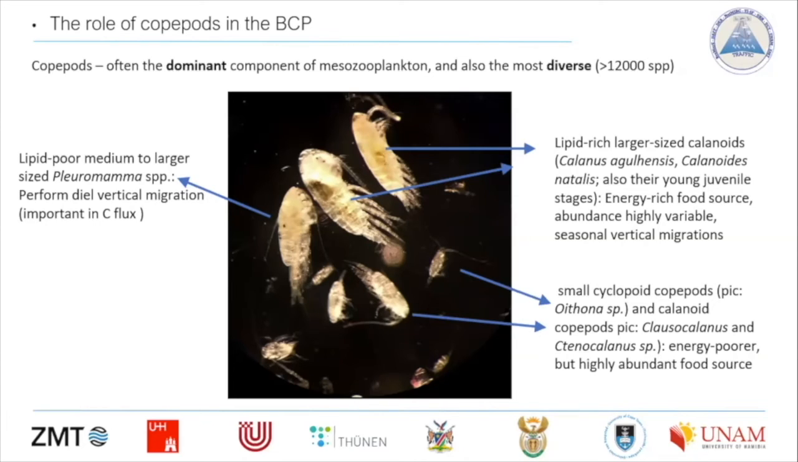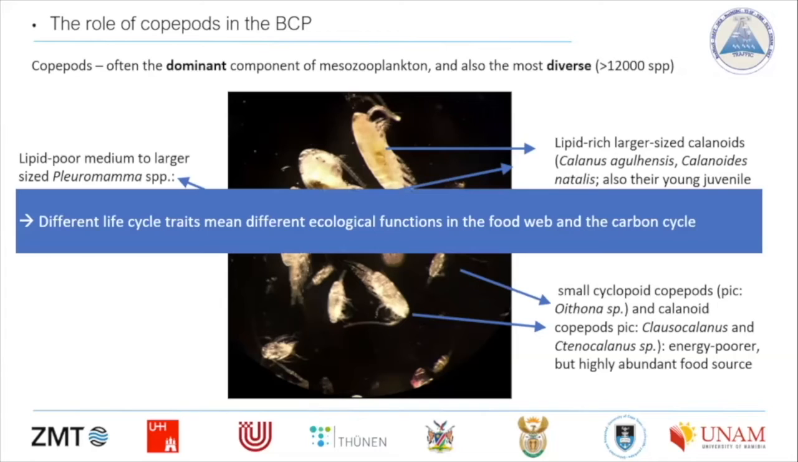And on the left, you see a copepod with a little black dot. This is the genus Pleuromamma. It has several medium to larger size species with lipid poorer body content, and they perform diel vertical migration, so they are important for the carbon flux. So different life cycle traits mean different ecological function in the food web and the carbon cycle.